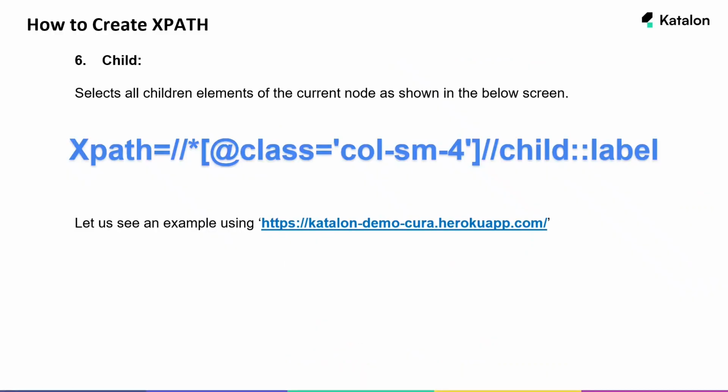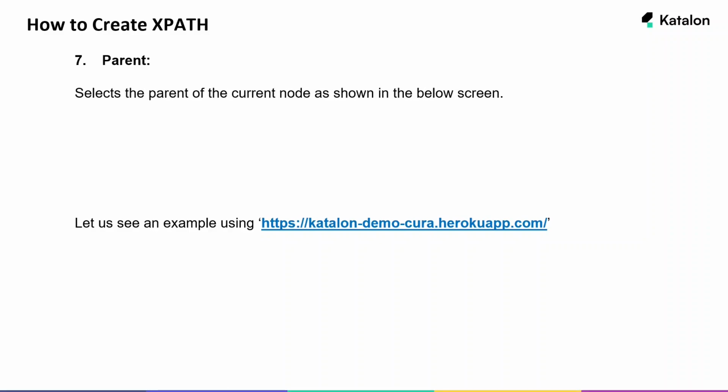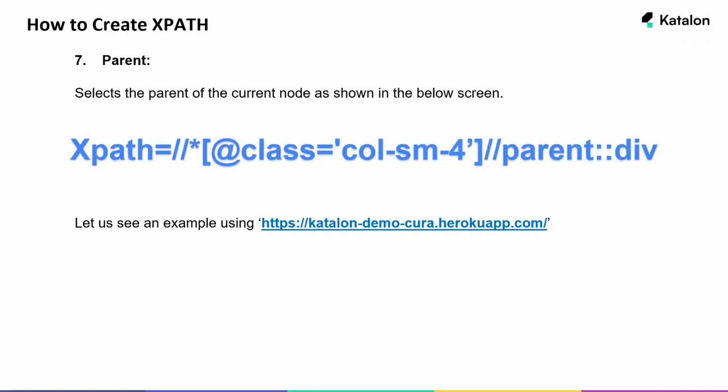So now let us see what our next method is. Our next method is the parent method. Earlier we covered the child method, now it is the parent method. The parent method selects the parent of the current node as shown in the below screen. Again the syntax is the same, the only difference is that instead of using child we are using parent. Okay, let's see an example.